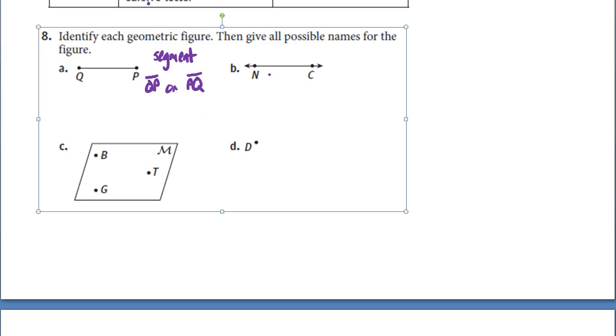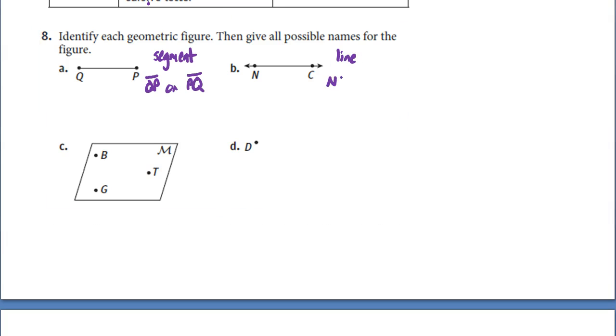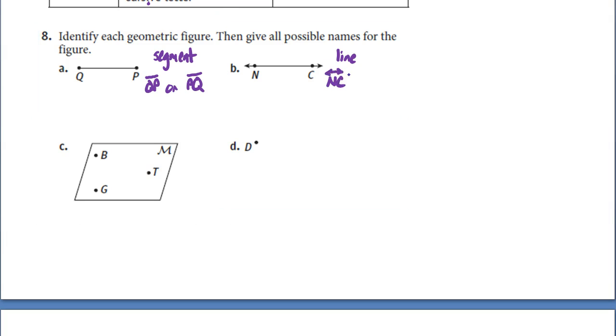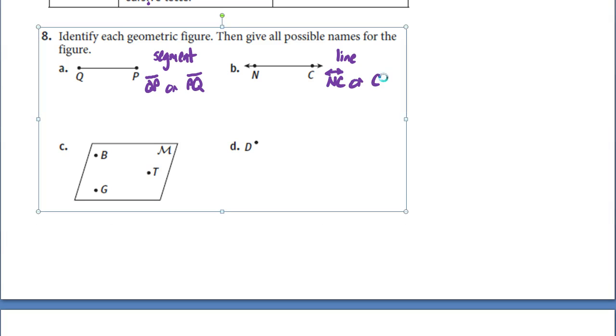Question B, this one is different from the one we just did because this has arrowheads on both ends. This is a line. When naming this, put the 2 capital letters and the line symbol above them. Or you could put the letters in the opposite order. Line CN is the same line as line NC.